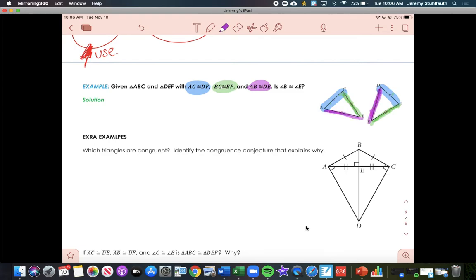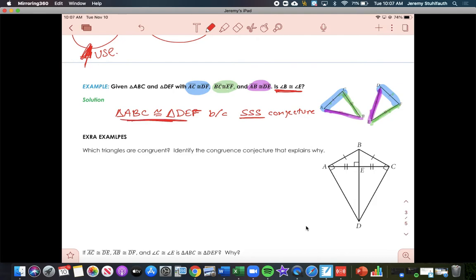So what we have here, it's asking, is angle B congruent to angle E? Well, first off, we know that triangle ABC is congruent to triangle DEF because of the side, side, side conjecture. All 3 corresponding sides are congruent. Therefore, we can say that because of the side, side, side conjecture, those 2 triangles are congruent.